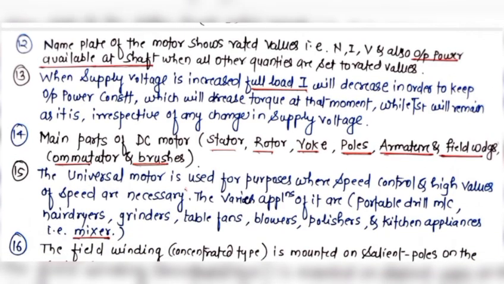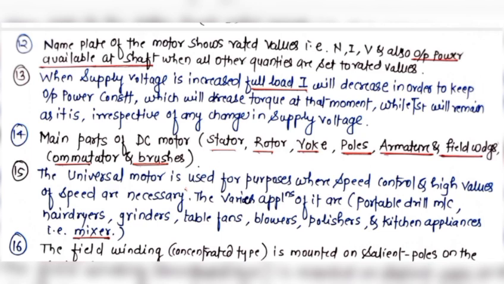The nameplate of a motor shows rated values, that is speed, current, voltage, and also the output power available at the shaft when all other quantities are set to their rated values.